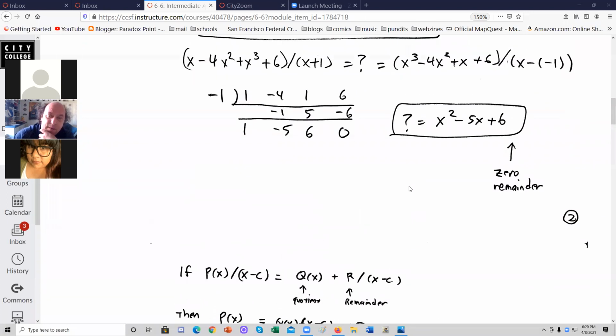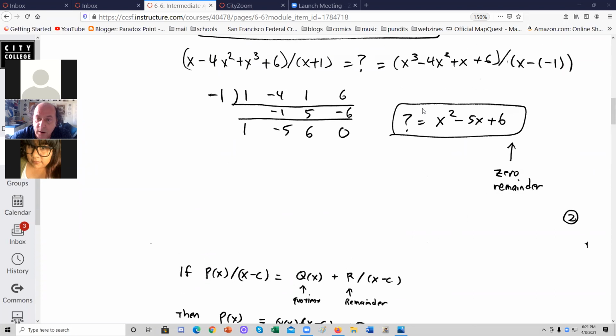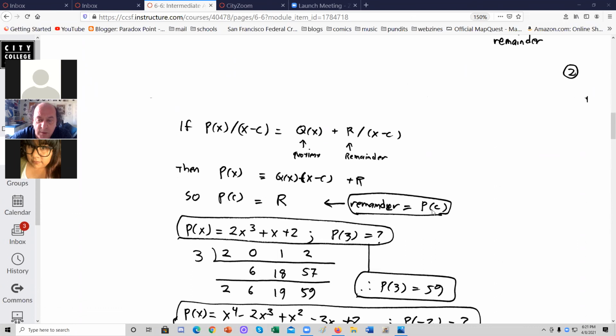Now, mentioning remainders: if we have a fraction, p of x over x minus c, we'll get a quotient plus a remainder over x minus c. So we can multiply x minus c throughout, and we'll get p of x equals q of x times x minus c plus the remainder. Now, if in particular we set x equal to c, then this term cancels out as a 0. We'll get p of c equals r. So the remainder, 0 here, 12 here, is the polynomial evaluated at c.